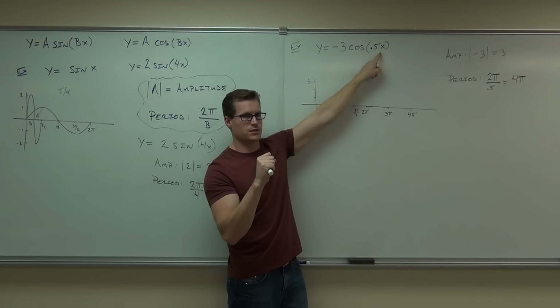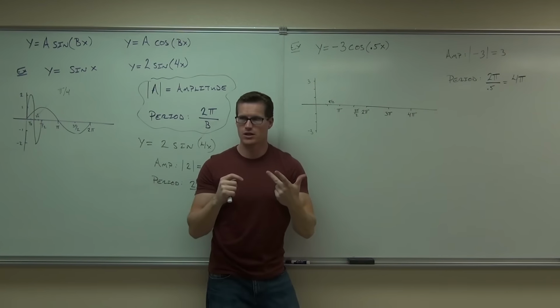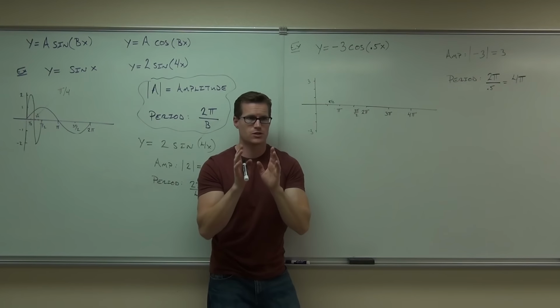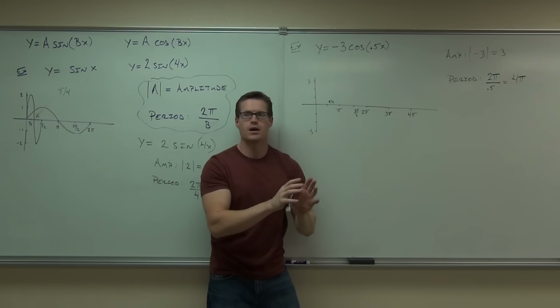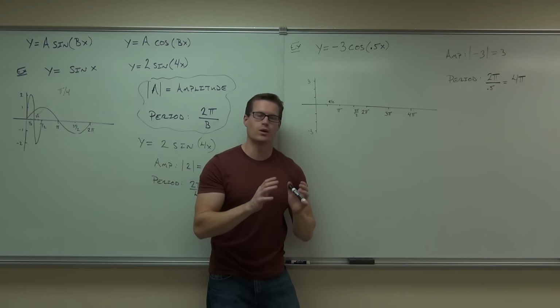Cosine of 0 is 1. Look at you in the circle. You've got to know these things, at least the simple ones. If you don't know sine, cosine, tangent of at least 0, pi over 2, pi, 3 pi over 2, and 2 pi, you need to go back. Do it today, do it tonight. Make sure you know at least those ones.